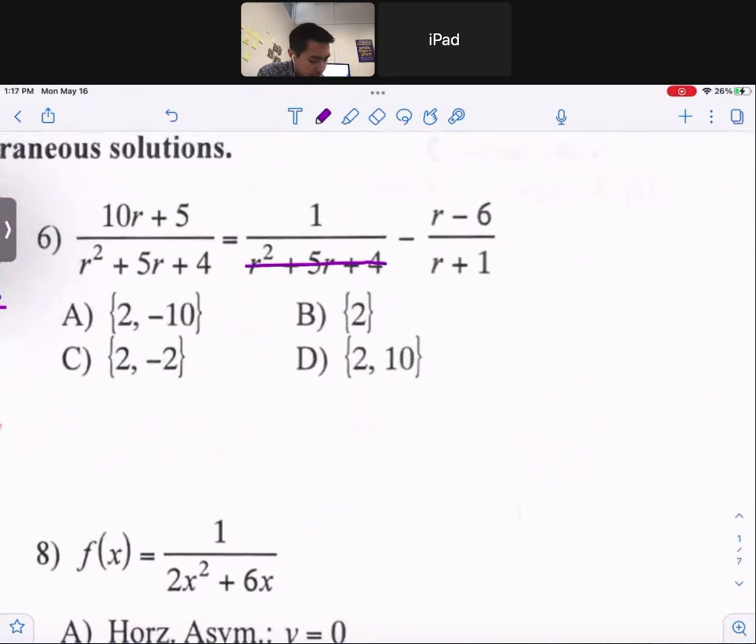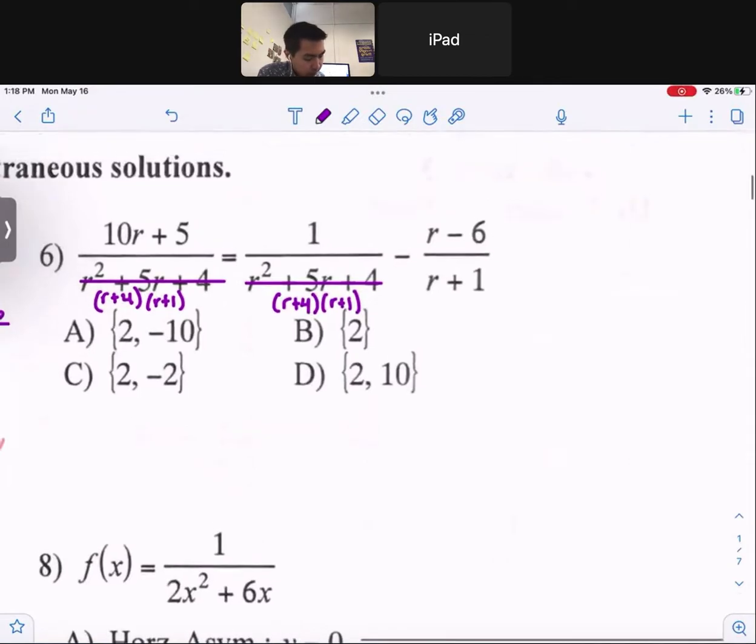Number 6. Again, we should factor both of these. Factor out all your denominators. So that's r plus 4 times r plus 1. Let's write down what r can't be. r can't be negative 1 or negative 4, because that would make both of these become 0, which is not allowed because you can't have a 0 in the denominator.